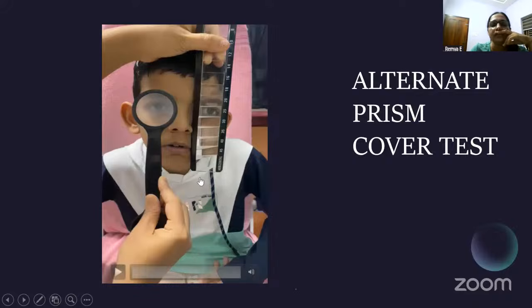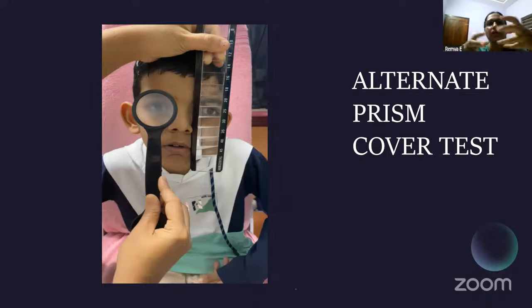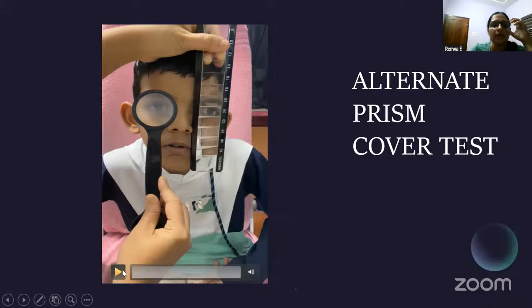Now, how will you check the amount of deviation? As I told, by Hirschberg test you will come to know the amount of deviation. But the problem is that in case of an intermittent squint, your Hirschberg will tell you normal, because you are checking it for near. You are shining the torch and the child has good accommodation, so it may not be manifested. But roughly you can do it with this.